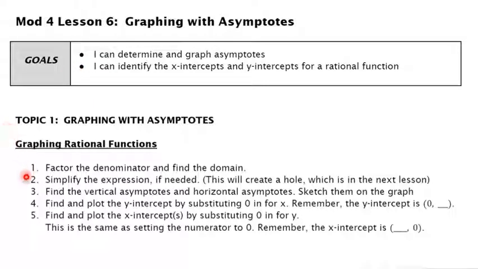So here are the steps we're going to use, and we're going to refer to these steps throughout the examples. So we're looking at graphing with asymptotes. We're going to factor the denominator and find the domain. We're going to simplify if needed. So step 2, we're not really going to see too much in this video, probably the next video. We're going to find vertical asymptotes and horizontal and sketch them. We're going to find our y-intercept and x-intercept, and then really just draw a sketch.